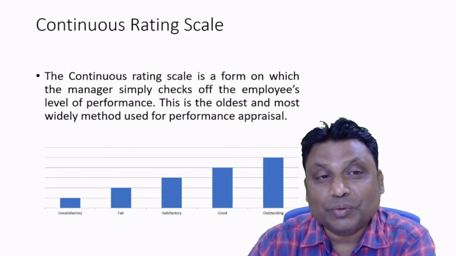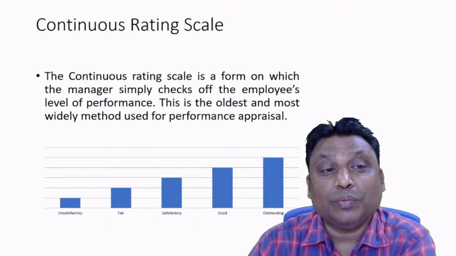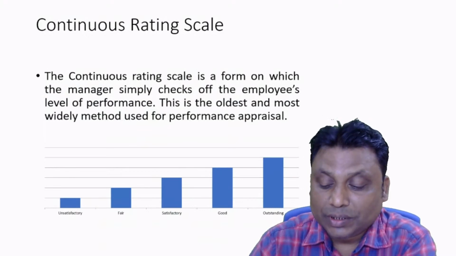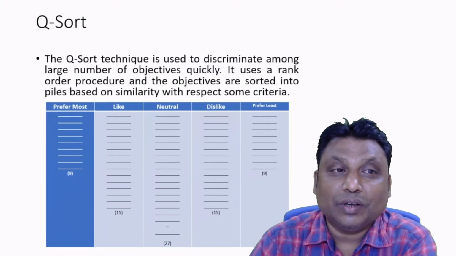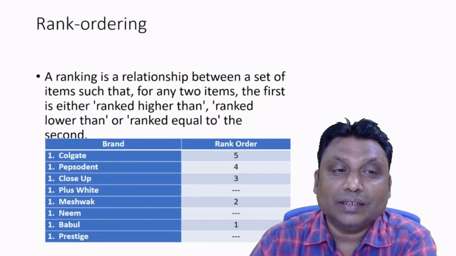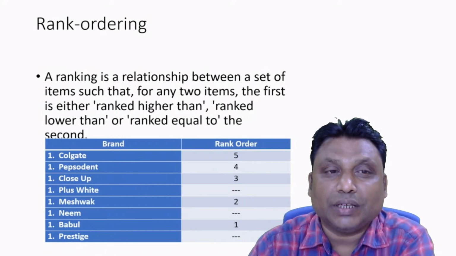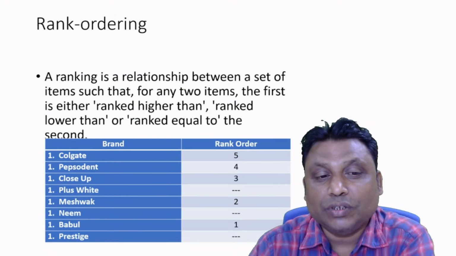If you are asking about age in years, then you are not using the continuous rating scale. You can use either the Likert scale or the rank ordering scale. And in some product cases, suppose you are asking about education: are you satisfied with the education within your college?